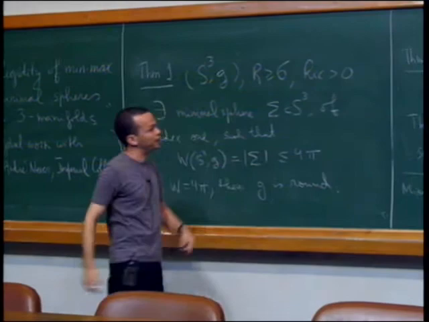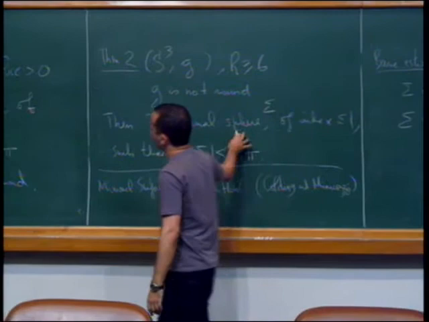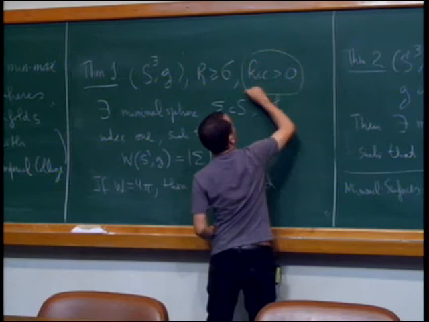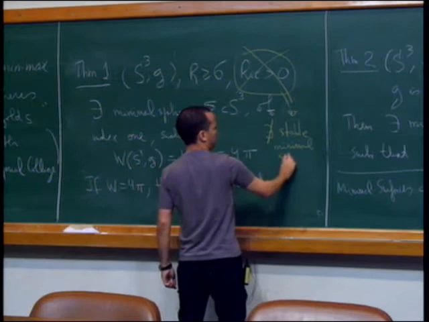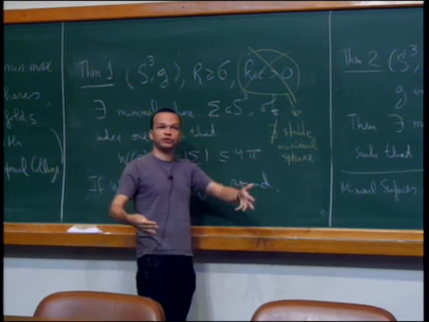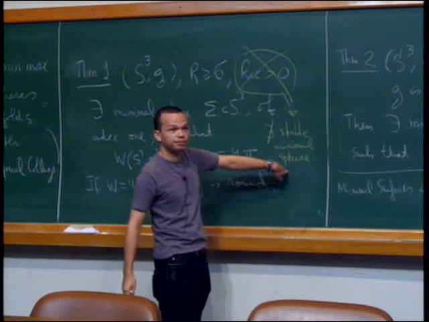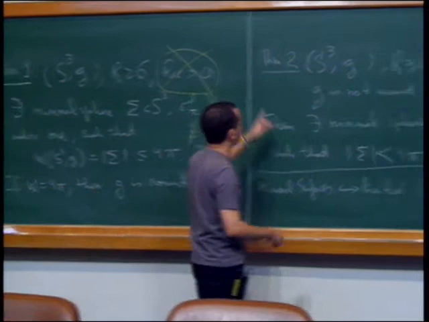And also the basic estimates tell us that theorem 2 will follow from theorem 1 if we replace the assumption of positive Ricci curvature by the assumption that there are no stable minimal spheres. So if the Ricci curvature is positive, then it's very easy to see from the second variation formula that there cannot be a stable minimal sphere in there. So this assumption implies that. But if you prove this weaker version with that assumption instead of positive Ricci curvature, then theorem 2 follows, right?